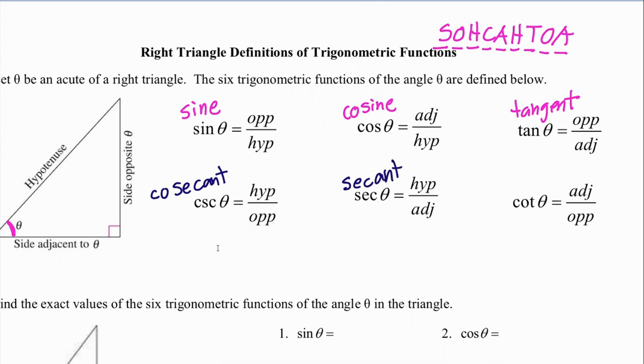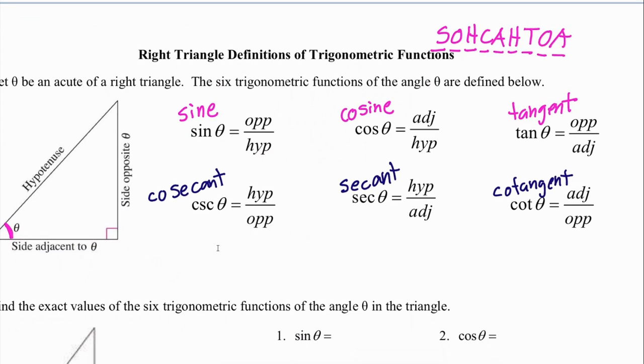So it is the hypotenuse over the adjacent. And then we have cotangent, which is the flipped tangent, the adjacent over the opposite. So if you can remember that SOHCAHTOA and you can remember which ones are flipped of the others, you should be good to go. The tangent and the cotangent are kind of easy to remember.